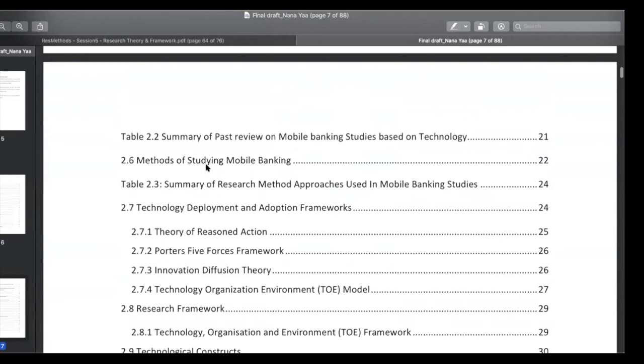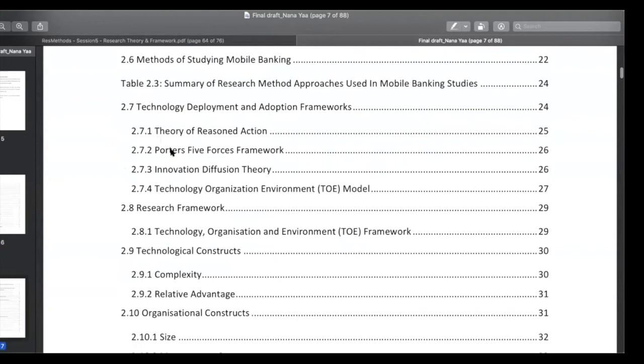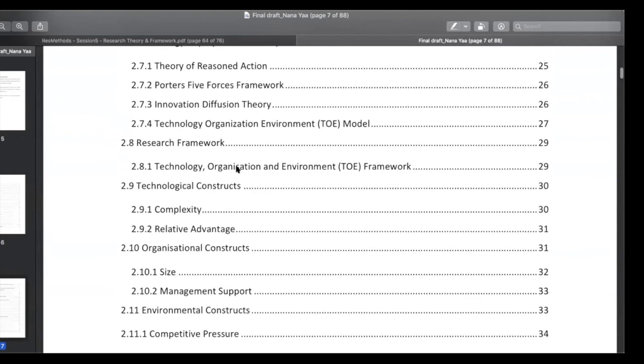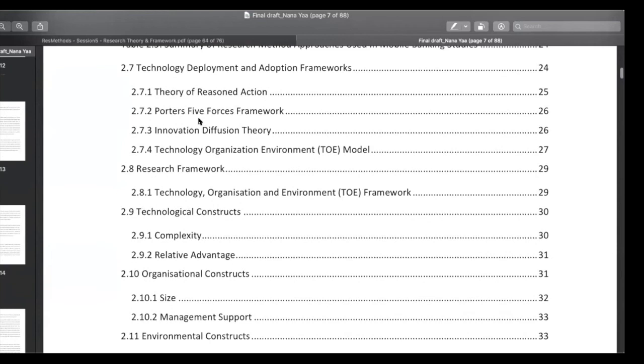Theory of reasoned action. Porter's five forces model framework. You see, people qualify the five forces model, he's calling it a framework. Diffusion of innovation theory. Technology, organization and environment model. Okay. Research framework. He's going to use the technology organization and environmental framework. Now you called it model earlier, now it's called framework. So she chose one of them. She reviewed about four of them and chose one of them.